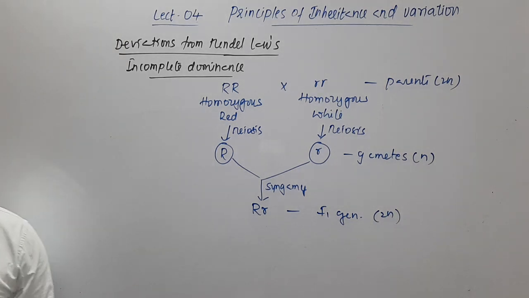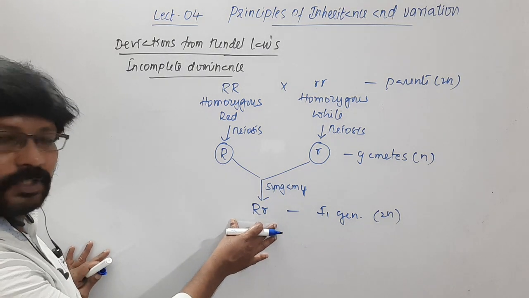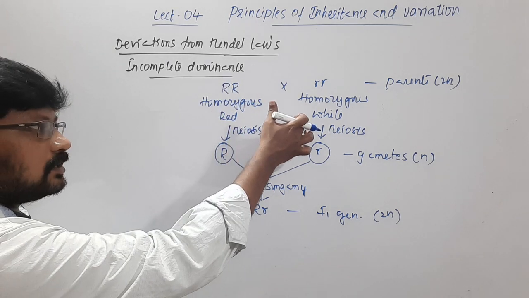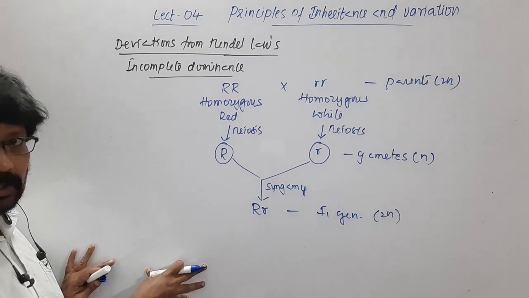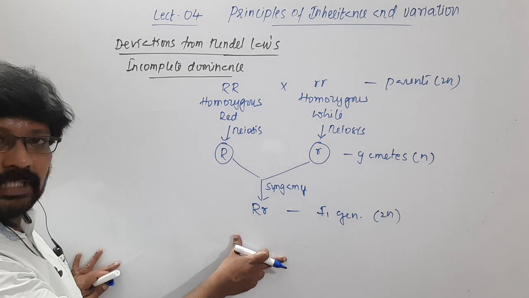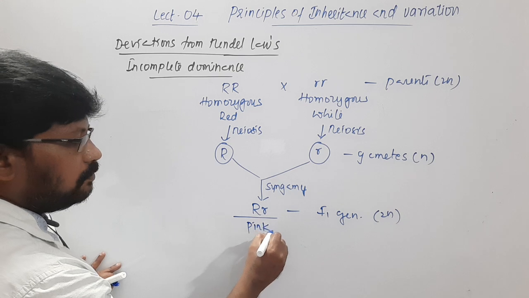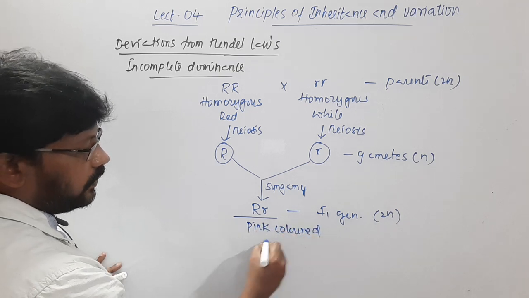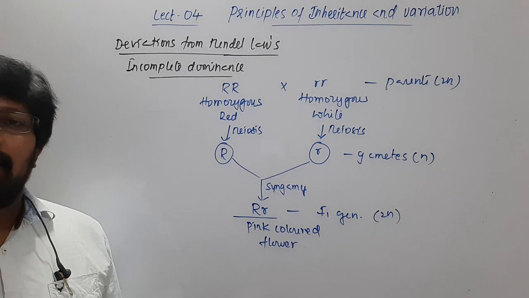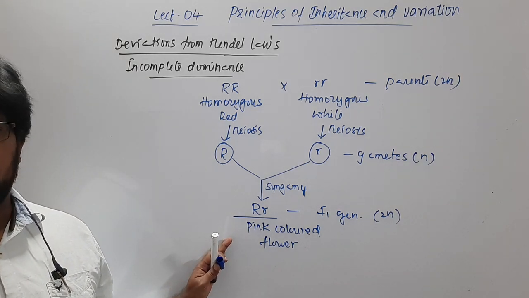And what he observed is that he did not get red colored flowers. Capital R is dominant and small r is recessive. So when the dominant character is present, it should express red, but it was not red, it was pink colored flowers that were observed. So it means neither white nor red were seen in the F1 generation.